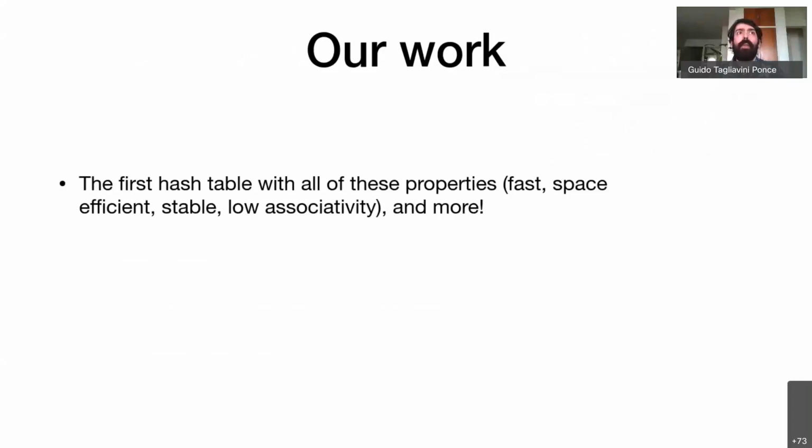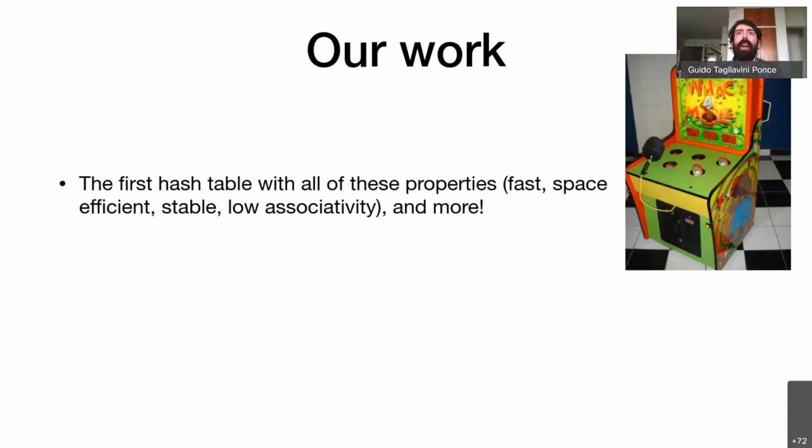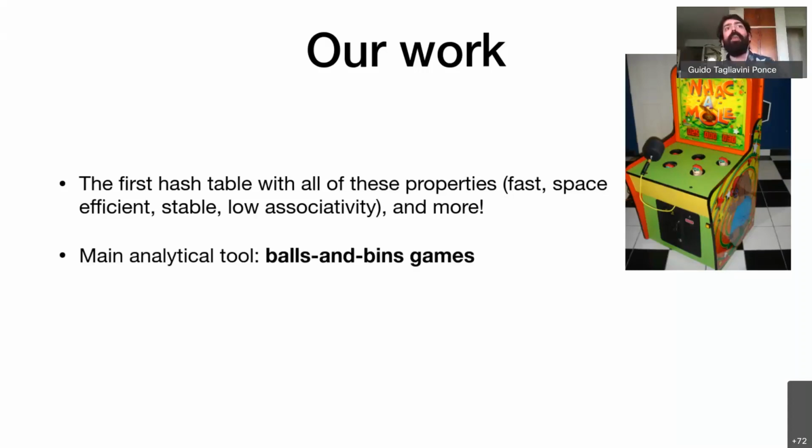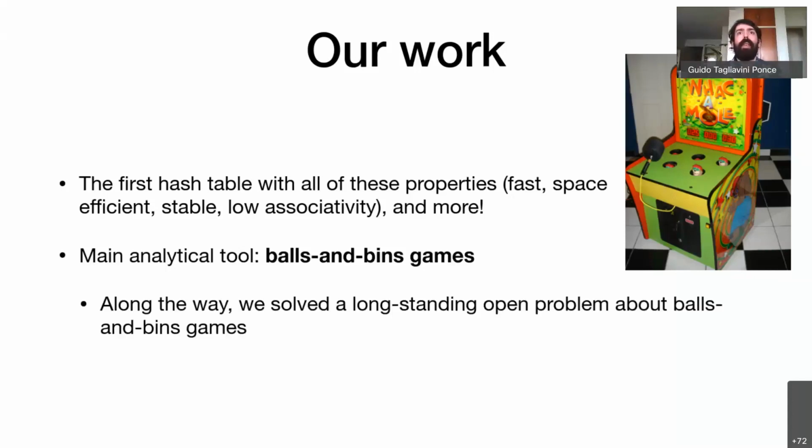Very recently, we have developed and analyzed the first hash table with all of these properties. It's fast, space efficient, stable, and has low associativity, and even more that's beyond this talk. The challenge here is that some of these properties seem to be at odds with each other. This is like playing whack-a-mole, where it's easy to get 1 or 2 properties from this set, but it's really challenging to get all of them simultaneously. The main analytical tool we use to analyze our hash table is balls and bins games. If you don't know what a balls and bins game is, don't worry, I'm happy to talk about that offline. Let me tell you that along the way, we solved a long-standing open problem about balls and bins games.